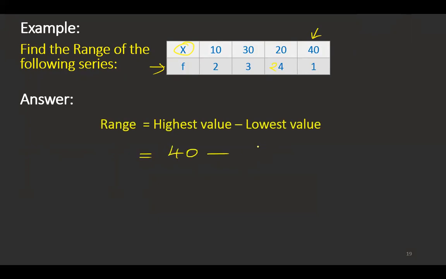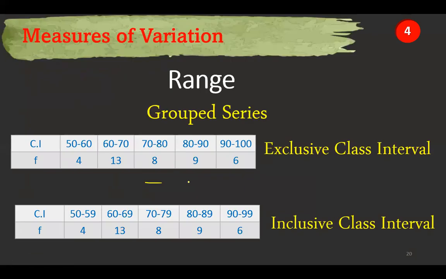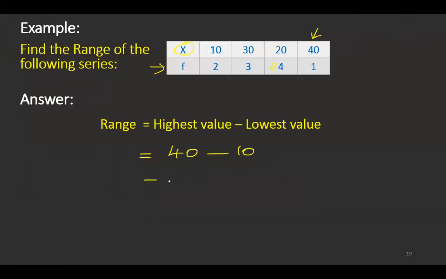40. What is the lowest value? It is 10. I'm going to subtract it. I'll be getting 30 as my range.